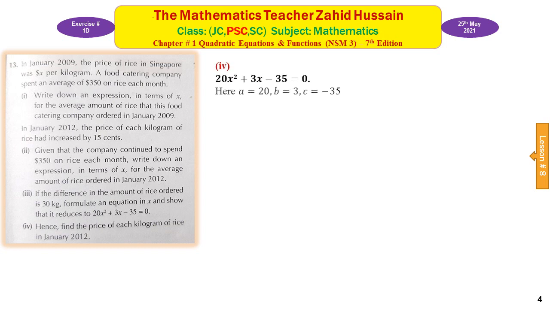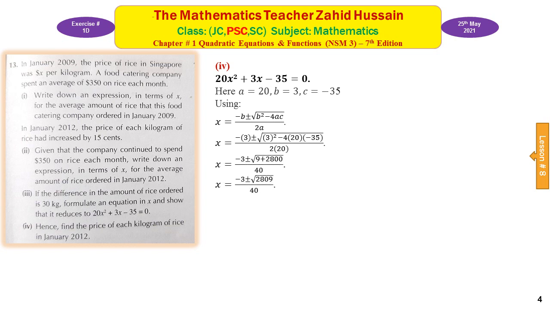by using the formula, the value of a is 20, value of b is 3, value of c is minus 35. Using this formula and putting the values in this formula, and use calculator to solve this and get two values of x. One value is negative, we will reject this value because the price cannot be negative.